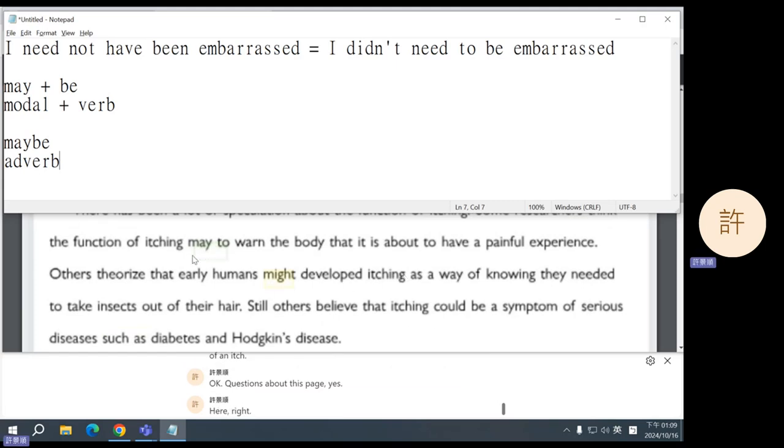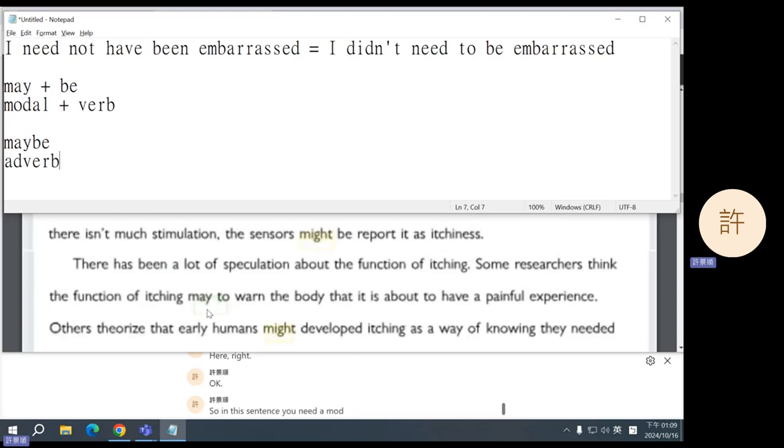Okay, so in this sentence, you need a modal verb, may, and a main verb. The main verb here is the be verb. The subject is the function of itching. The verb cluster is may be. And then the rest of the sentence is to warn the body, blah, blah, blah. So you need a main verb. May is not a main verb. May is a modal verb. So you should add the word be.